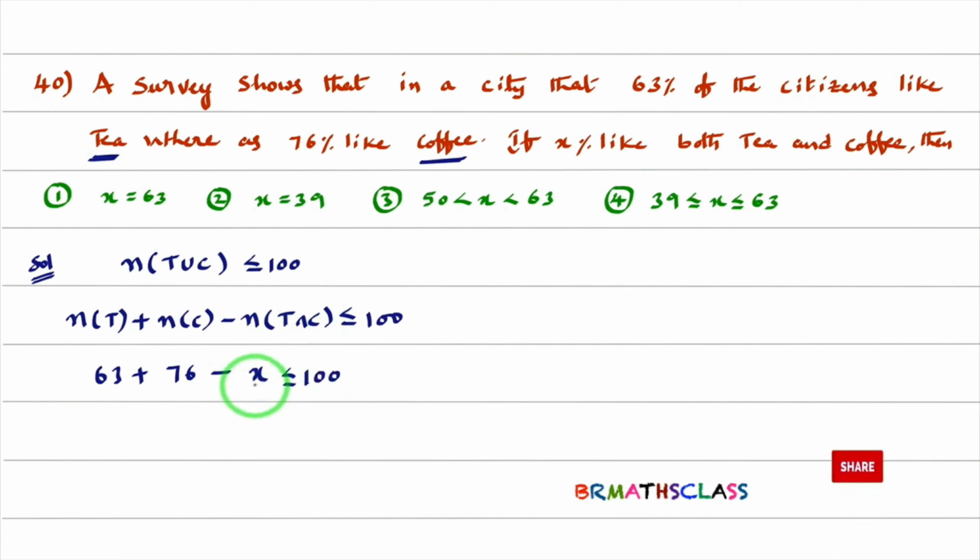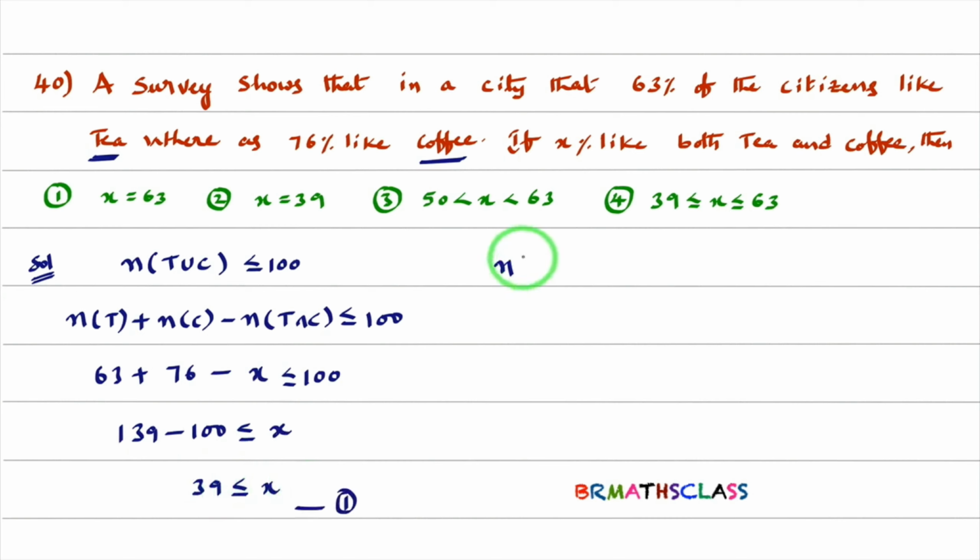Now you take this X to the right hand side and take this 100 to the left hand side. 63 plus 76 is 139. You take this 100 to the left hand side: 139 minus 100, less than or equal to. If we take this X to the right hand side, this minus X will become plus X. 139 minus 100 is 39. 39 is less than or equal to X.